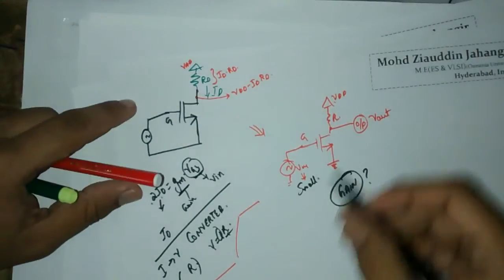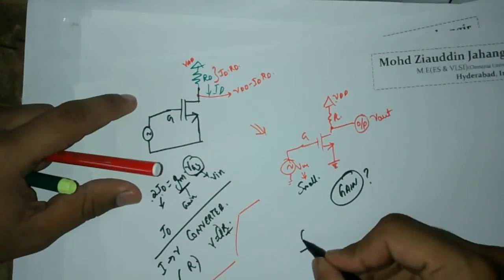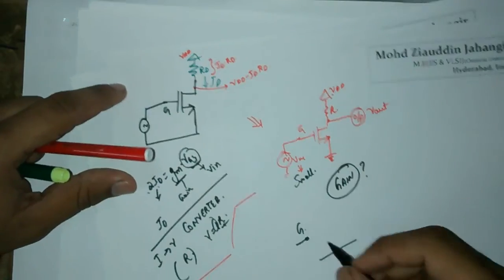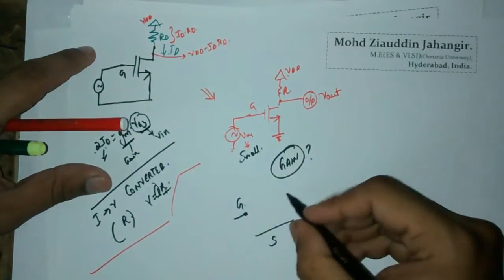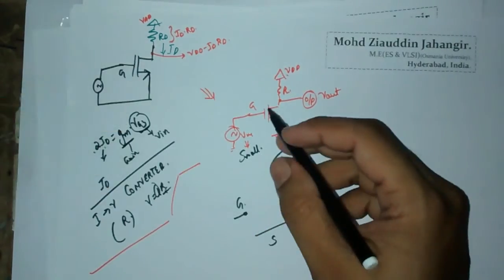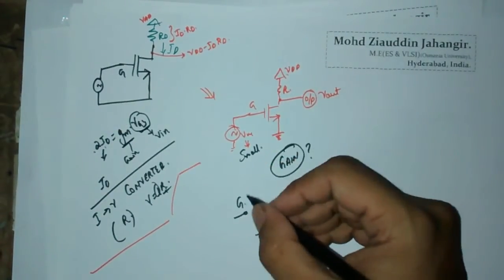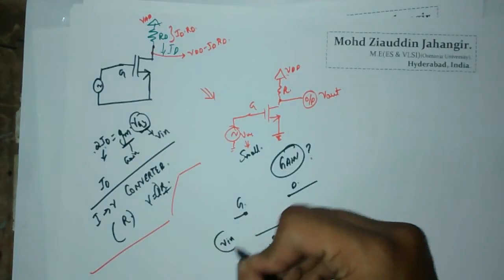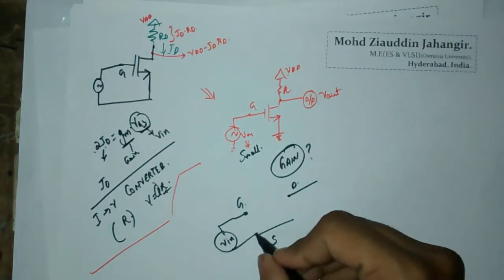Okay. So replacing that MOS, at the gate it is going to have a source here, and this is going to be the drain, and you are applying the input voltage to the gate.